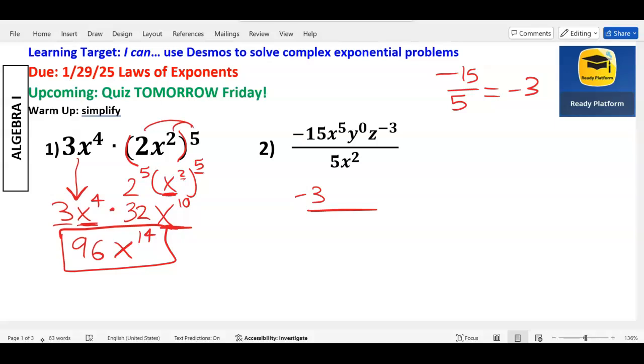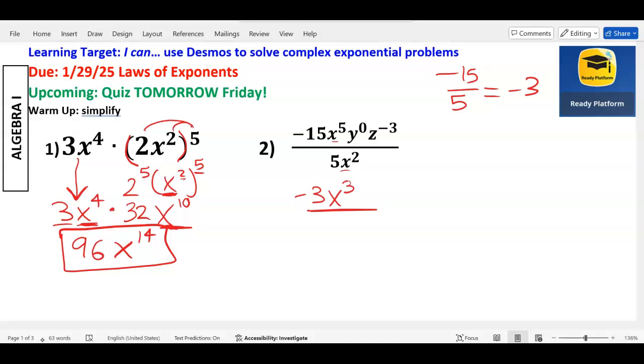And now I'm going to look at my x's. I have x to the 5th on top, x to the 2nd power on the bottom. You might remember from our notes, when I'm dividing, I subtract the exponents, top minus bottom. So 5 minus 2 is 3. Okay?